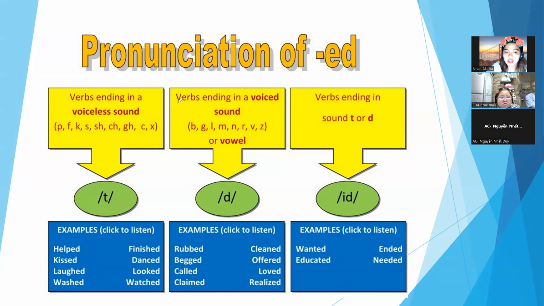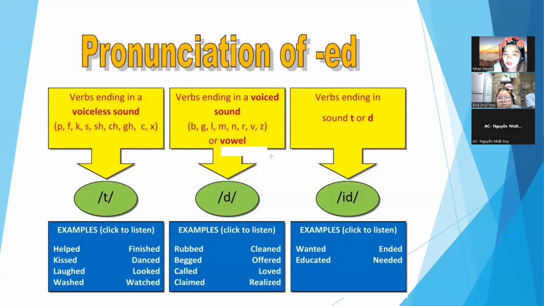The next one is verbs ending in a voiced sound. When you pronounce a voiced sound, Elsa, it feels like your throat is vibrating. It's like b, g, l, m, n, r, v. You can feel a vibration in your throat whenever you pronounce the sound. You also use the d sound if the ending of the verb is a vowel. Elsa, do you still remember the vowels?